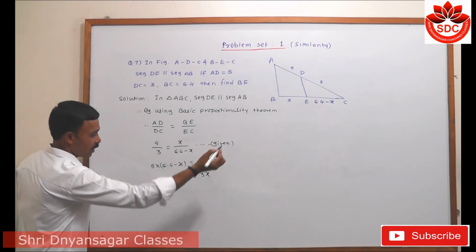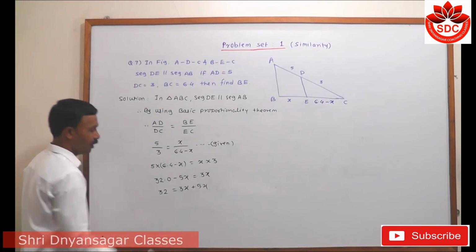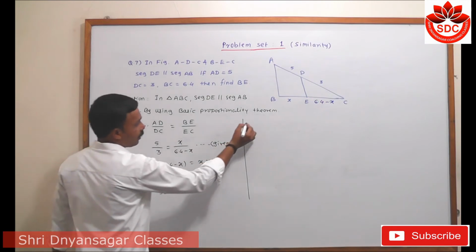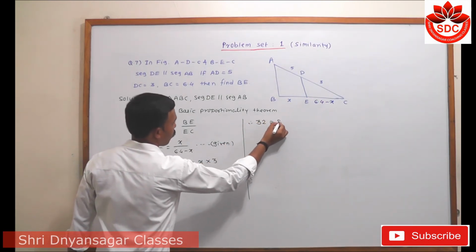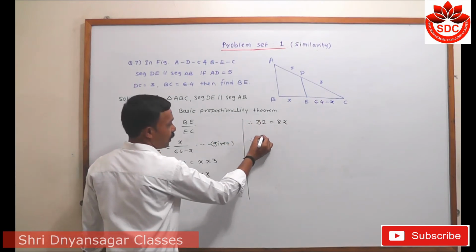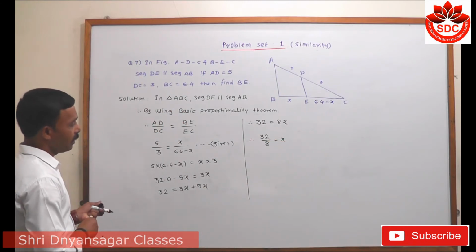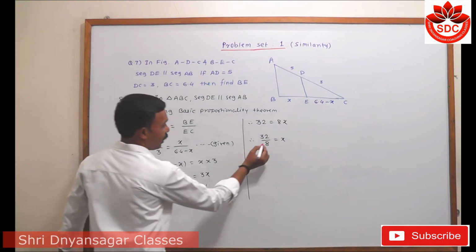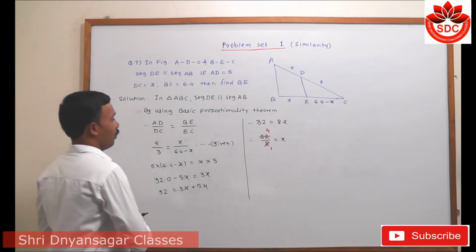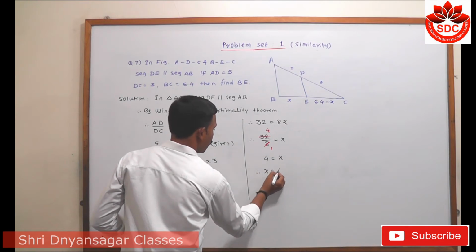Then minus 5x transposes to the other side and converts to plus, so 3x plus 5x. Now the addition becomes 8x. So we have 32 is equal to 8x. Then this 8 goes to the denominator, so 32 upon 8 is equal to x. Now we can simplify this by using 8. Then we get 8 ones are 8, 8 fours are 32. Then the value of x is equal to 4, means that x is equal to 4.